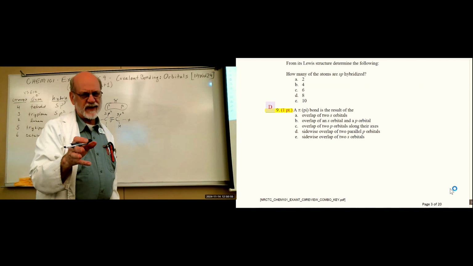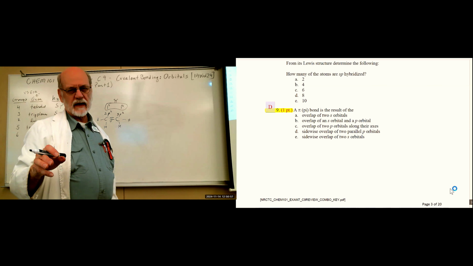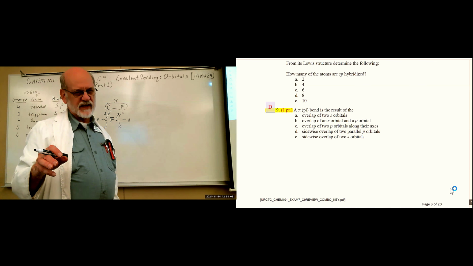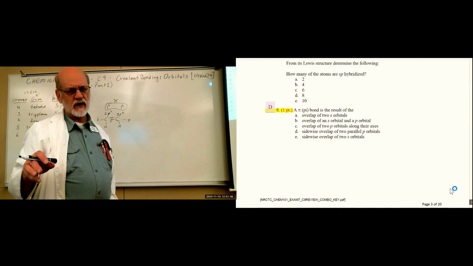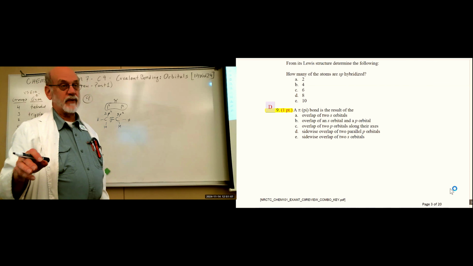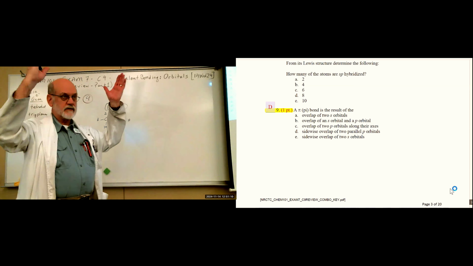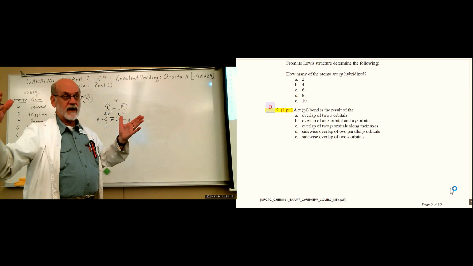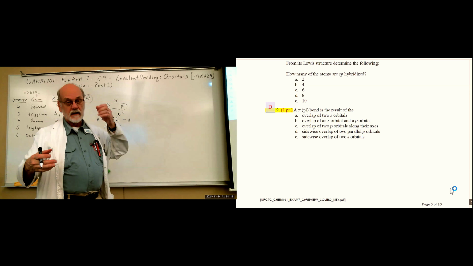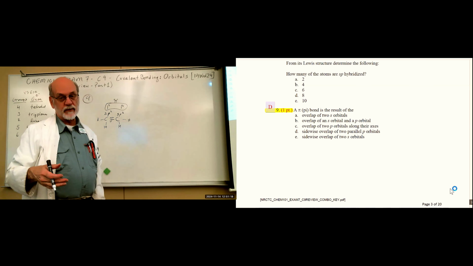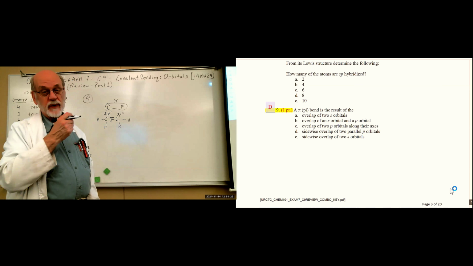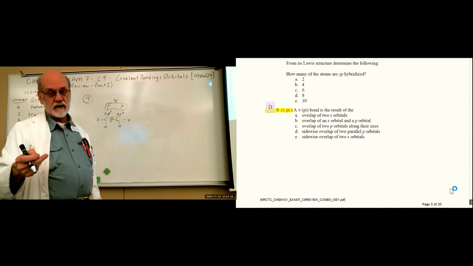So which one of these fits best? It's not an overlap of s's or an s and p. C says overlap of 2 p orbitals along their axis. That can't happen, right? Because they're parallel to each other and separated by 2 atoms. So it has to be a sideways overlap. D looks pretty promising. Overlap of 2 parallel p orbitals.